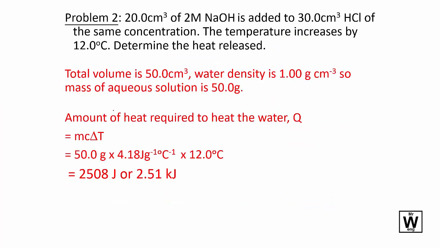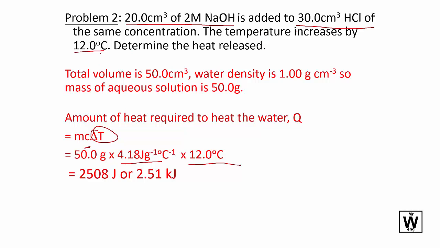So problem 2, we have 20 mils of 2 molar sodium hydroxide and 30 mils of HCl. That's also 2 molar. The temperature increases by 12. Determine the heat released. Now, because the temperature increases by 12, it doesn't matter if it's in Kelvin or degrees Celsius. It's going to be the value 12. And so this value here is 12. We're all good with that. The C never changes, 4.18.